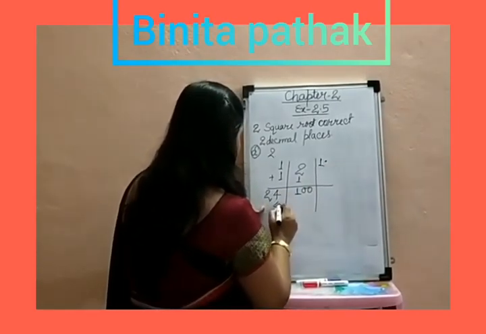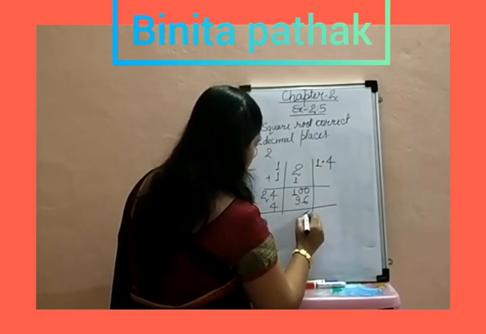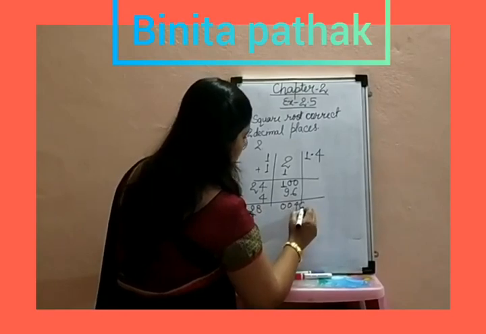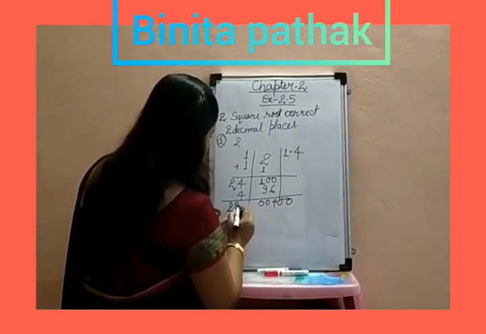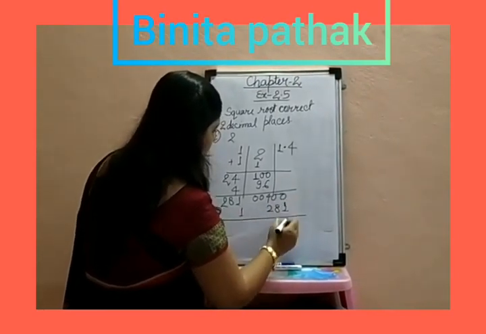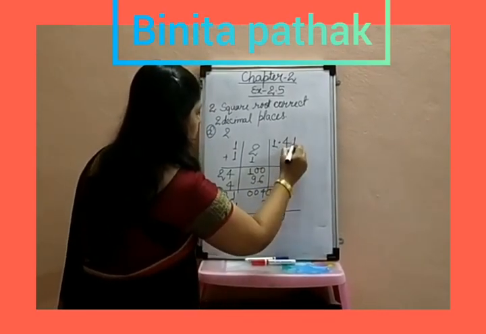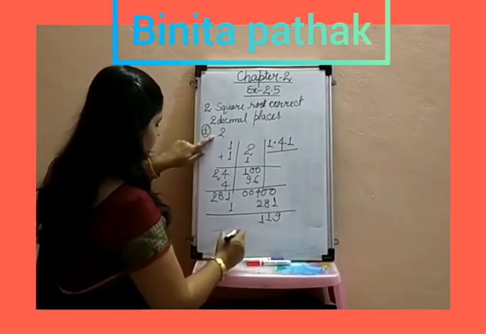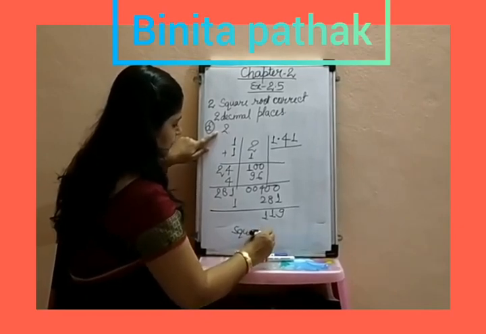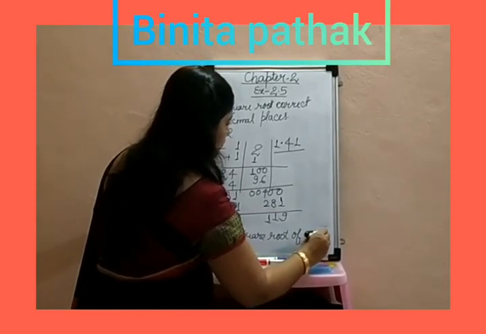Now 24 fours are 96. That is 4, 0, 0, 8, 2. Put double 0 again here. 1 time. 2, 8, 1. 10 minus 1, 9. That is 1. That is 1. 1 times. So, the square root of 2 is equal to 1.41.